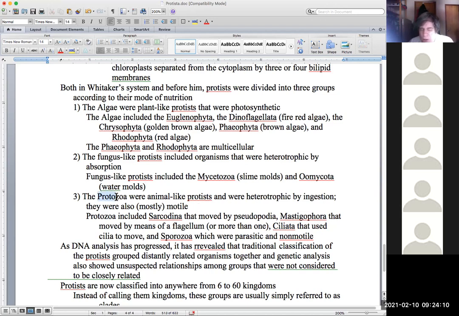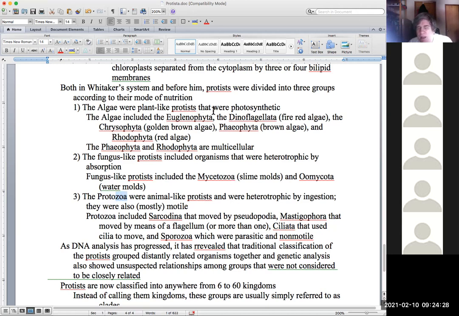And then there was a group called the Protozoa. Now notice proto means beginning or first, and zoa, like in Mycetozoa above, means animals. So the idea is these are the things that evolved into animals. These are the animal-like protists.